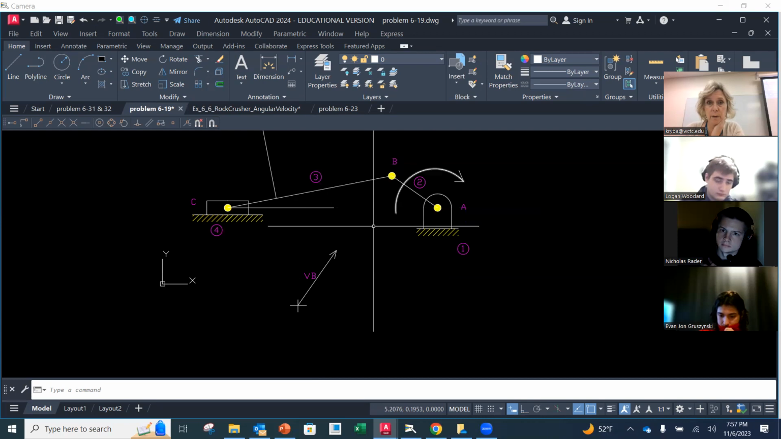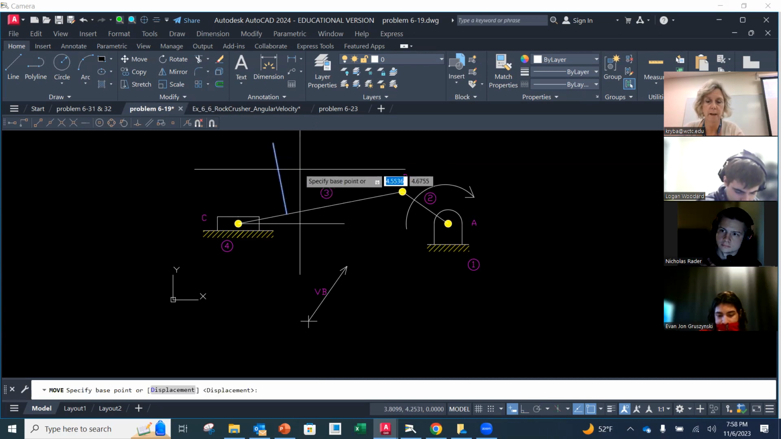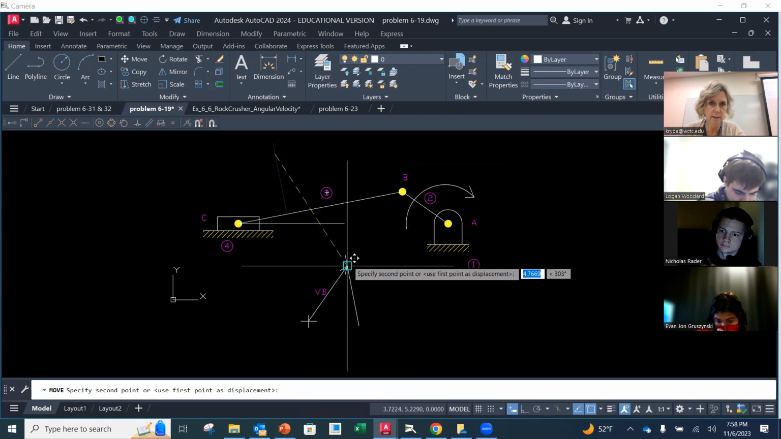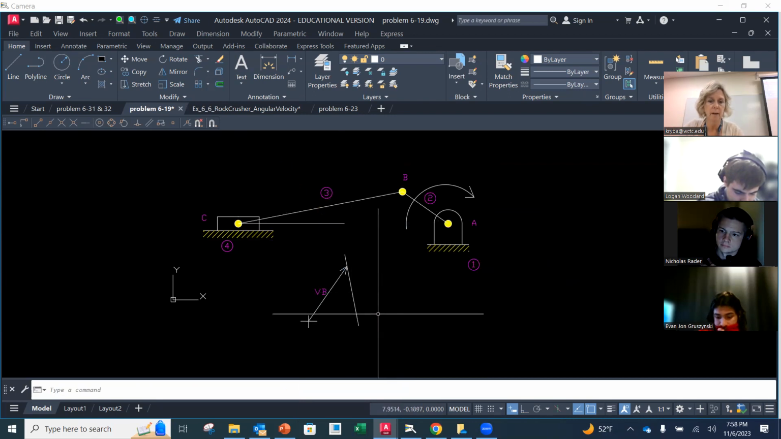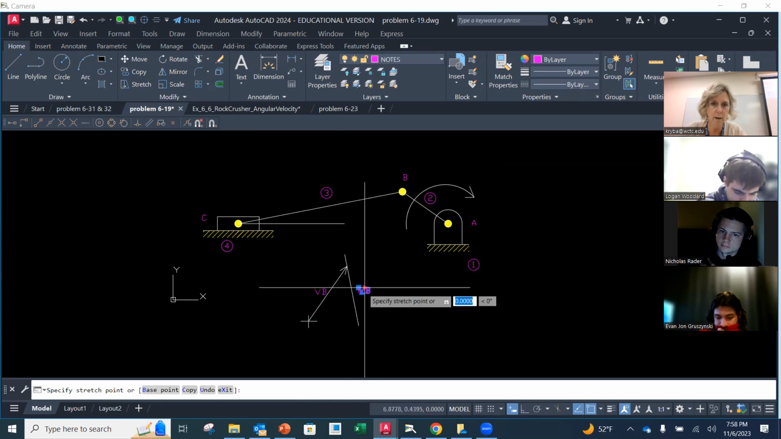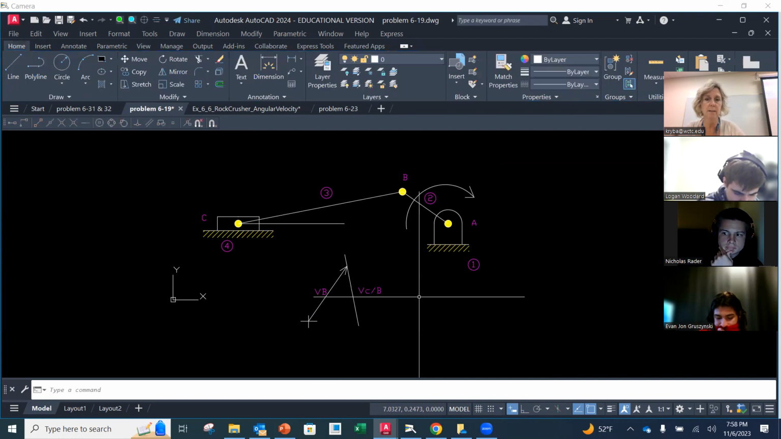So now on the end point of VB, I'm going to take this line right here and I'm going to move it. And I'm going to start with nearest, like right about there-ish, and then I'm going to put it on its end point right there. And this one is going to be called, I'm just going to copy my VB over and double click on it. It's going to be VC relative to B because it's C with reference to the known value of B. So it's C/B.